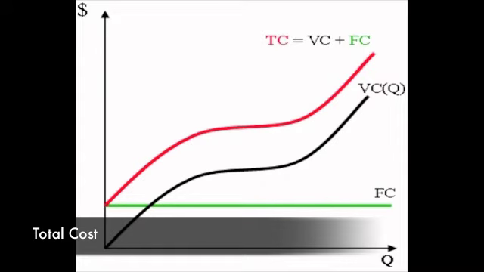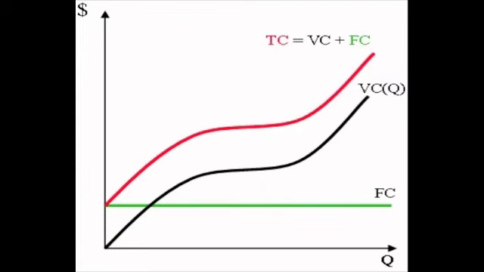The total cost curve is in red. The total cost curve is parallel to the total variable cost, simply because of the following equation. Total cost equals total fixed cost plus total variable cost. As we've said, total fixed cost is the same no matter what the output is. And when we add the total variable cost on the total fixed cost, it would be parallel because we're adding a constant amount.